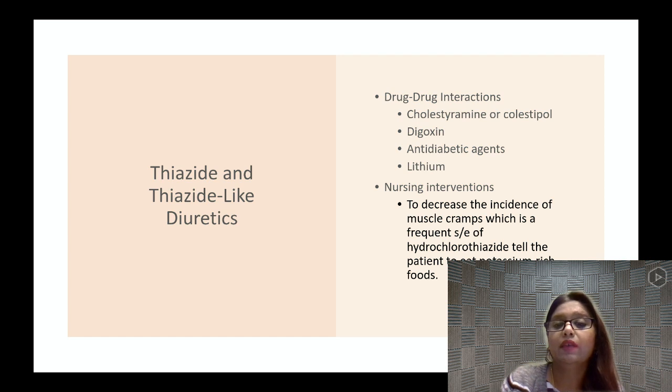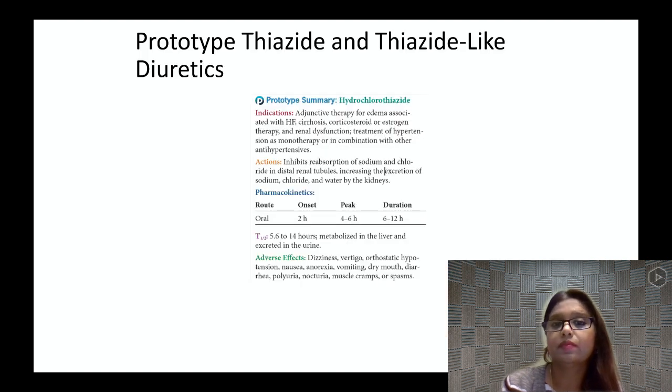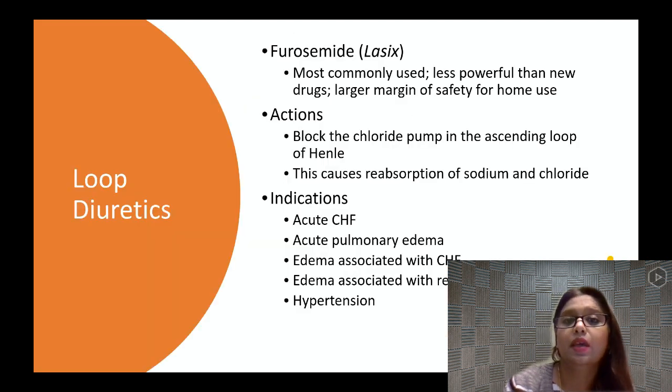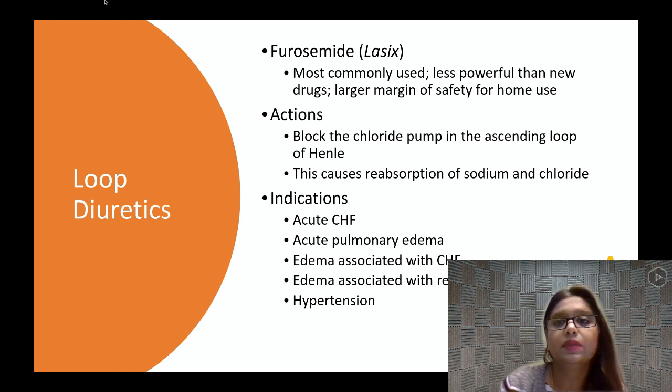Nursing interventions: whenever we are giving these medications, what are we going to check? To decrease the incidence of muscle cramps, which is a frequent side effect of hydrochlorothiazide, tell the patient to eat potassium-rich foods. All right, before we go on to loop diuretics, I'm going to go back to our main screen real quick.